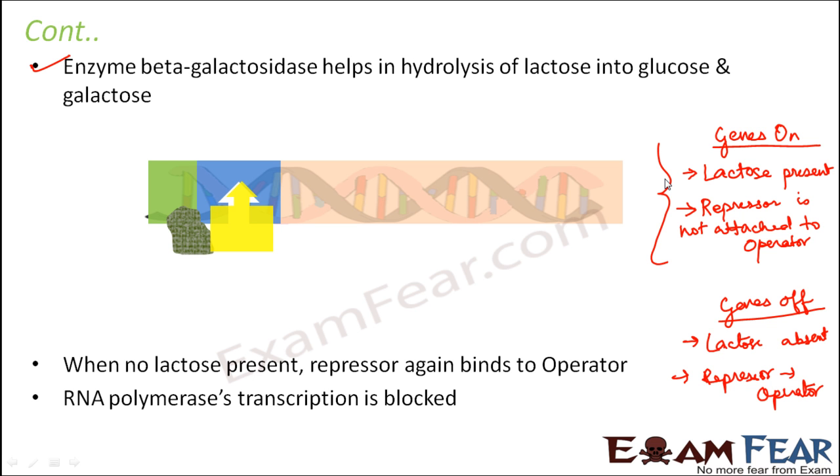So looking at its function, you can now see that this is an absolute example of negative regulation. Whenever the repressor attaches to the operator, it has a negative impact. That is, the process of transcription is stopped. That is, the genes are turned off. So that is why the repressor is a repressor.